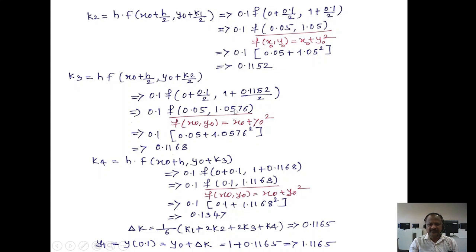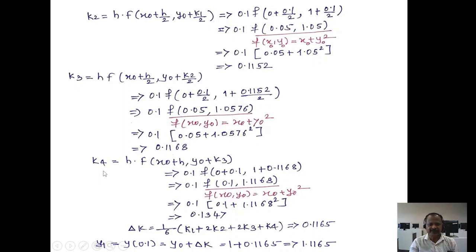Then these values you have to put in this equation. So the equation is given: f of x0 comma y0 is equal to (x0 plus y0) bracket square. So 0.1 into x0 is 0.05 plus y0 is 1.0576, bracket square. Solve this and multiply it with 0.1, and we will get the answer 0.1168.